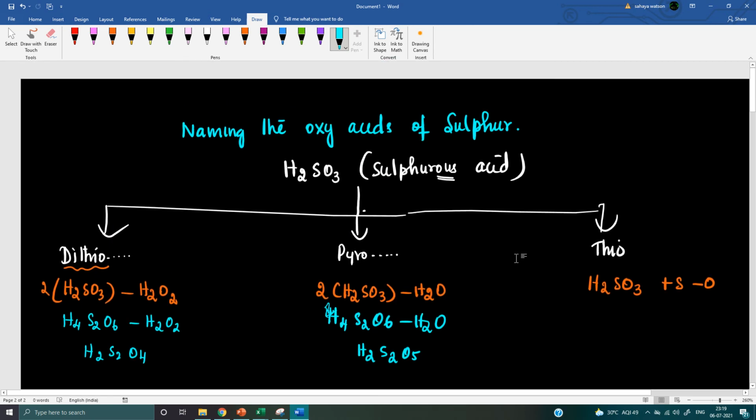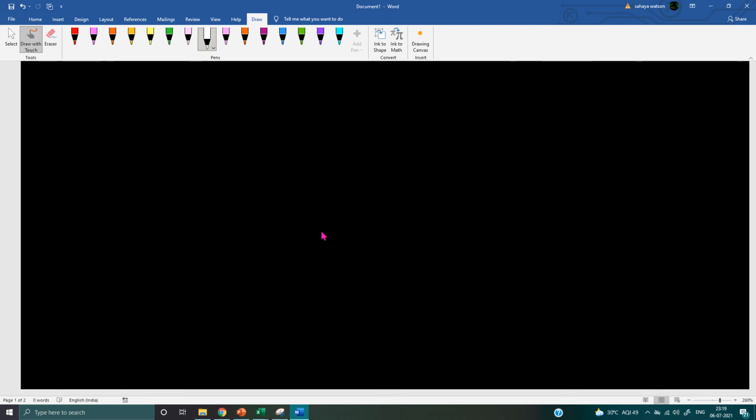The next one, H2S2O2, but in our compound it starts only from O3, so this is neglected. So sulfurous acid is over. Next I am moving to sulfuric acid. The formula is H2SO4.